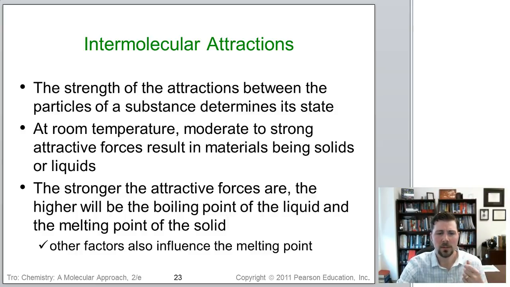So the stronger the intermolecular forces are, the higher the boiling point will be of the liquid, and the higher the melting point will be of the liquid. And so that's an important key point that you'll want to put a star on, circle, put a box around it. The more intermolecular forces you have, the higher your boiling point will be, the higher your melting point will be.